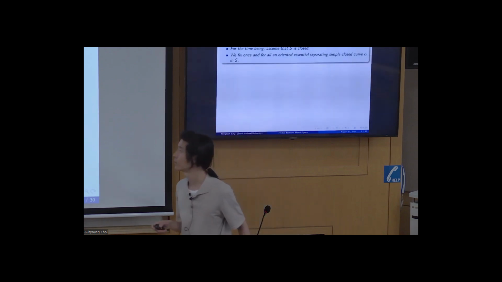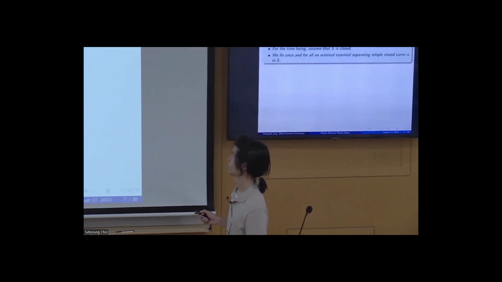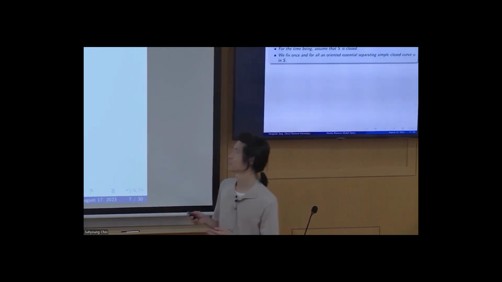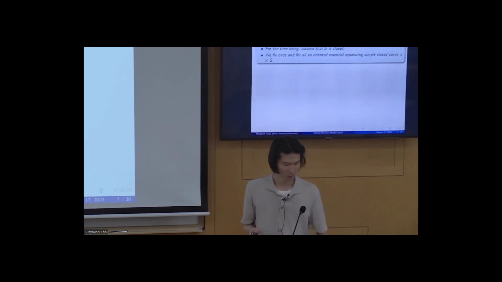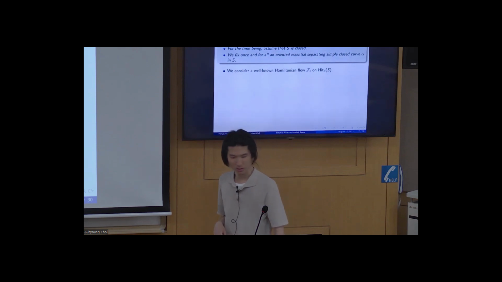And we fix, once and for all, an oriented simple closed curve that separates S into 2 pieces. Because S is closed, there always exists such a simple closed curve that separates S into 2 disconnected subsurfaces. So we fix this with the orientation. Then the proof goes as follows.